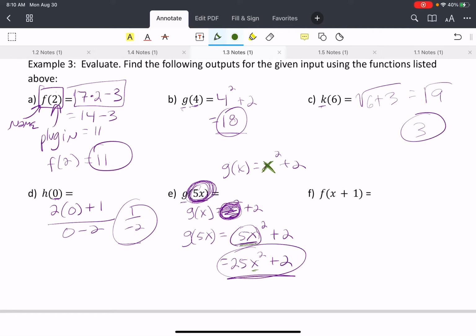Uh-huh. Because I did all my PEMDAS, right? I combined like terms, it's in standard form. And now I have this simplified quadratic binomial. That's a good question.